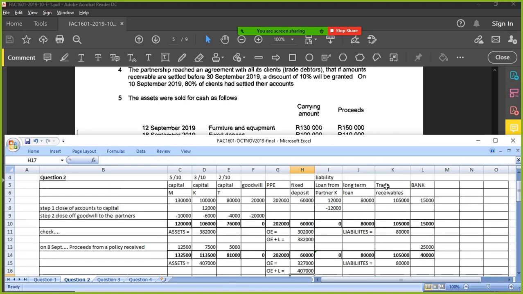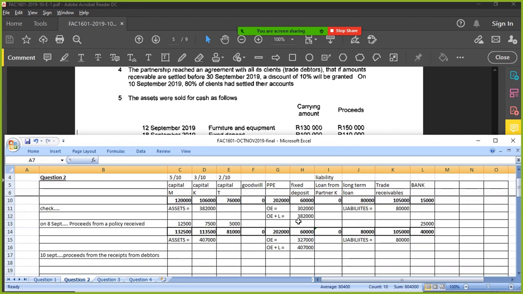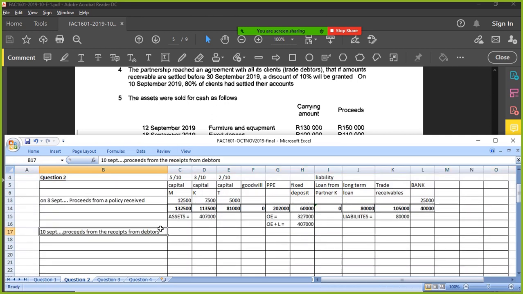Which column is my debtors? Here, the last column. Okay, let me just freeze the panes. Okay, there. So your debtors, 80% of the 105 is going to settle. So that means that 80% is 84,000. So you're going to subtract 84,000.